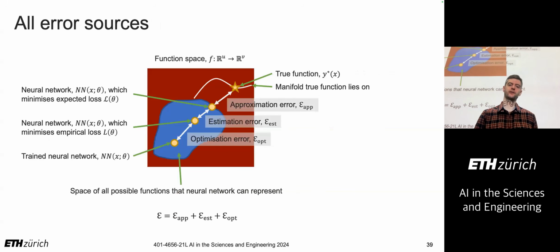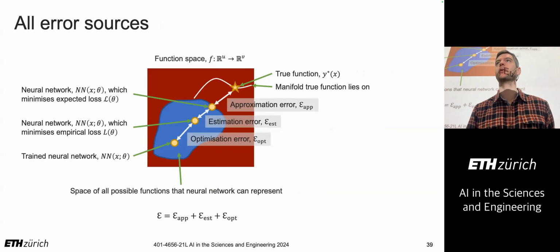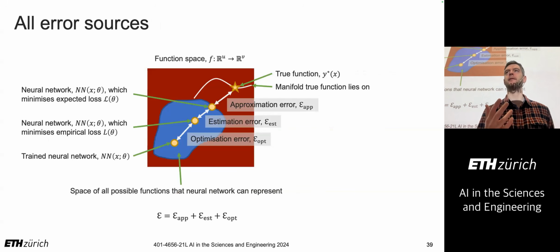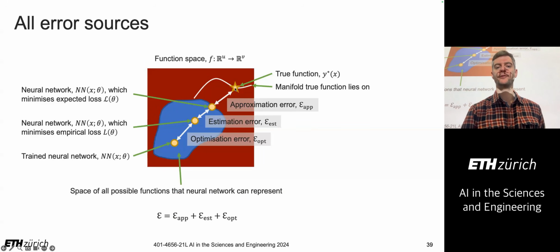So let's go back to our function space, and now I'm plotting all three error sources. These are the three error sources that we have to consider when we're training neural networks. Again, we have our true function here, and our space of possible functions the network can represent here. Approximation error is the distance from the true function to the closest network function in that space. Estimation error is the extra error from the training data. And optimization error is the fact that we're not finding the global minimum of the empirical loss. We're finding some other location in the loss function, so we have an extra error term.